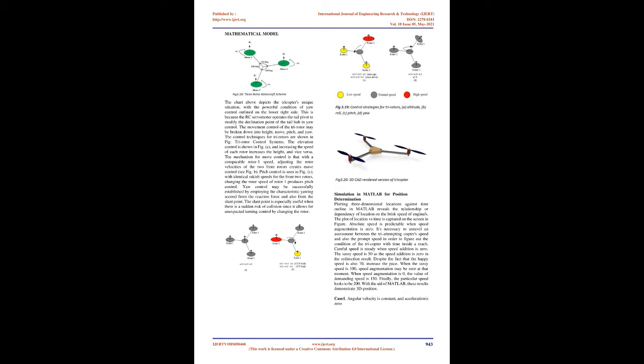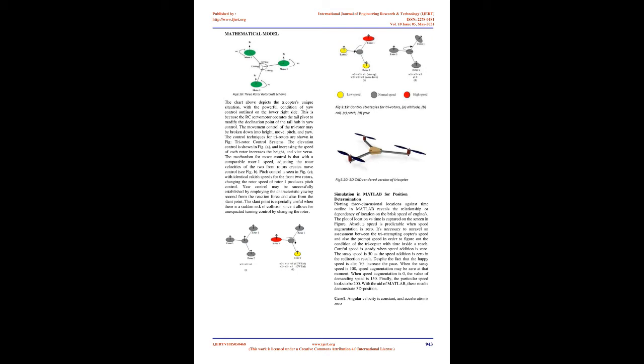The SASI speed is 50 as the speed addition is 0 in the simulation result. Although the speed is also 70, increase the pace. When the SASI speed is 100, speed augmentation may be 0 at that moment. When speed augmentation is 0, the value of the speed is 150. Finally, the speed looks to be 200. With the aid of Matlab, these results demonstrate 3D position. CASE1. Angular velocity is constant, and acceleration is 0.